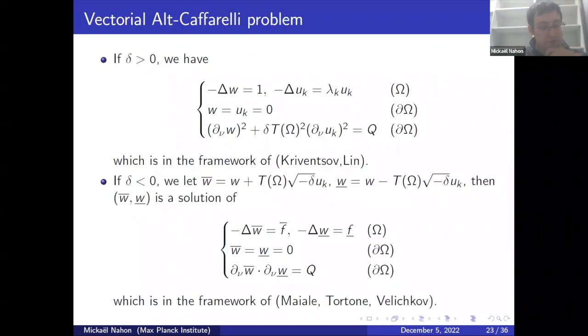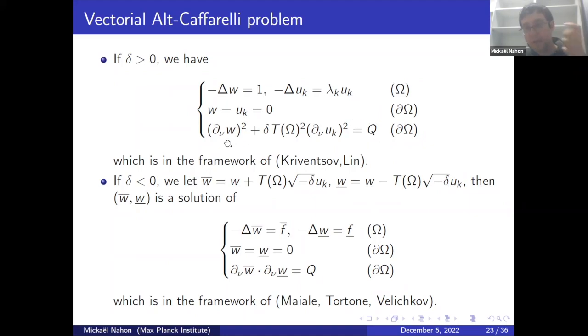This is very close to the Alt-Caffarelli problem, which is typically the same thing, but when you have only one function. Here it's a vectorial version of the Alt-Caffarelli problem, which has been studied in some settings. For example, when delta is positive, because I remind you that delta is a small parameter, but it can be positive or negative, this has been studied in a paper of Kriventsov and Lin of 2019, I think. And they have some regularity theory for this.